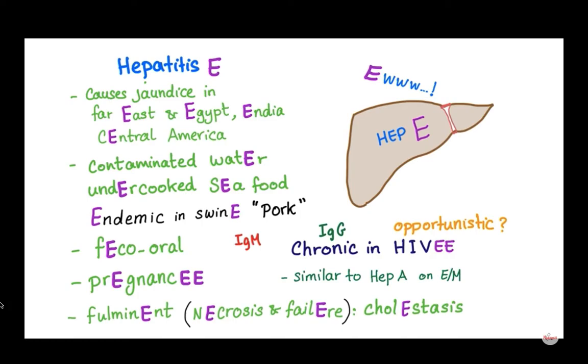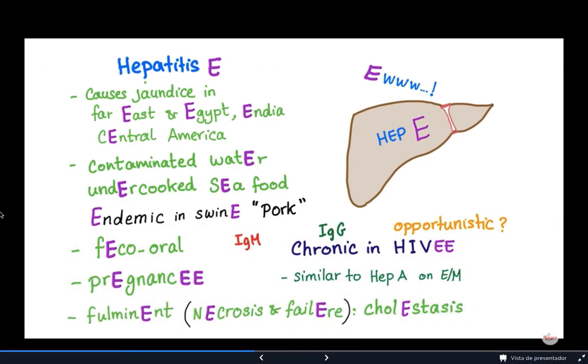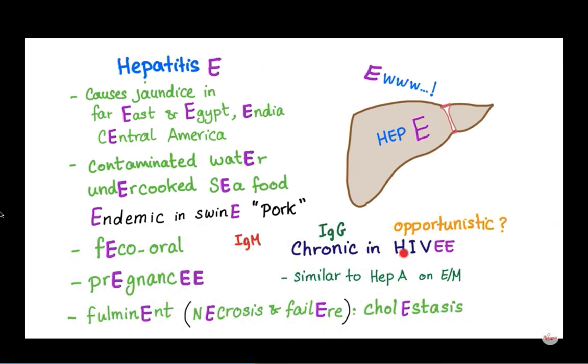Some textbooks, including Harrison's, which is my favorite book, I will link it in the description, regard Hep E as an opportunistic infection for people with HIV. So, acute will have IgM antibodies in the blood, and chronic will have anti-HEV IgG. It's very similar to Hep A on electron microscopy. To remember that, A and E are both vowels.